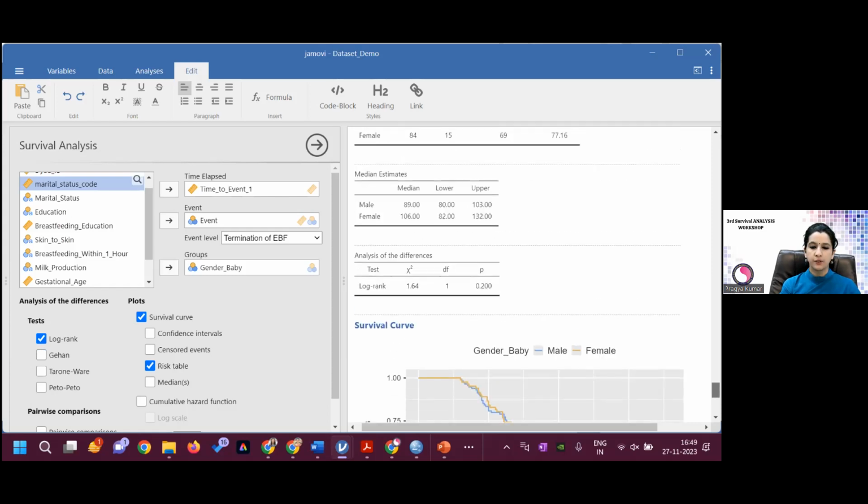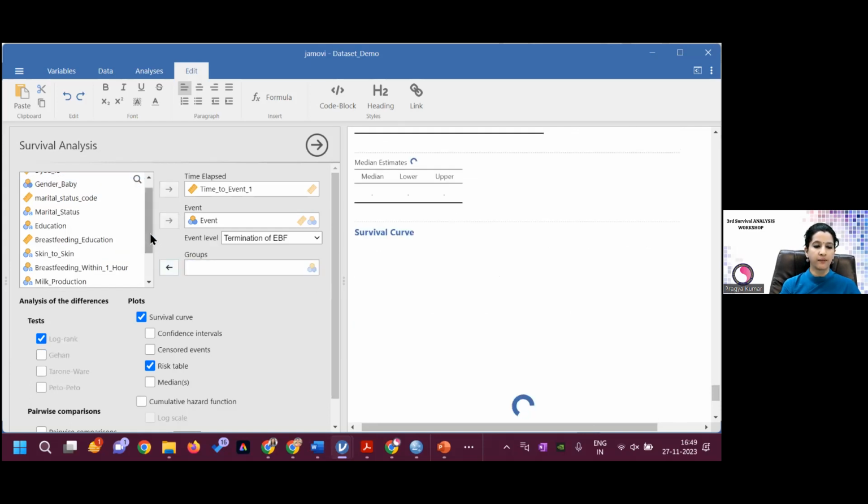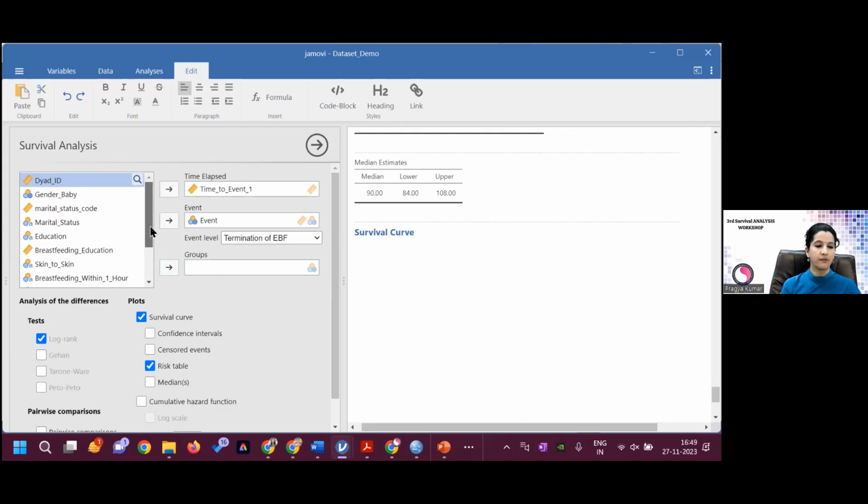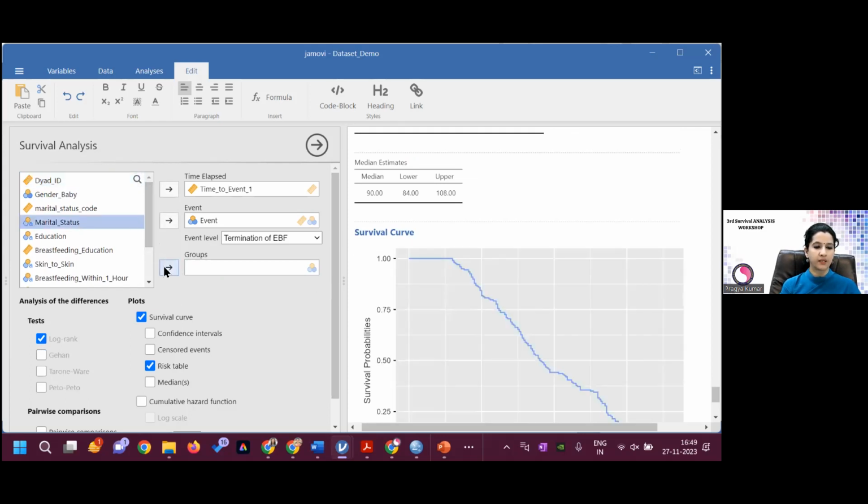And here you will again see the same thing which you have seen earlier, that the median survival is 89 days and 106 days for male and female. This is for gender. Now, if you want to compare it across some other group like marital status, I will enter this marital status here.